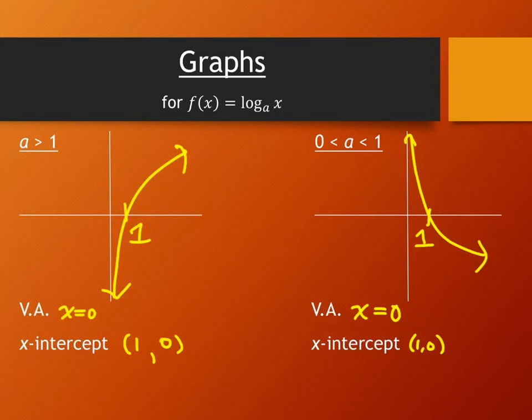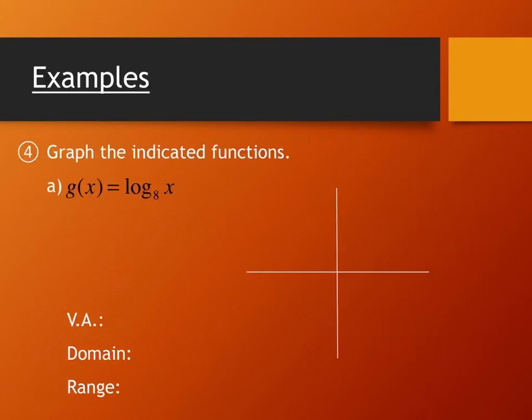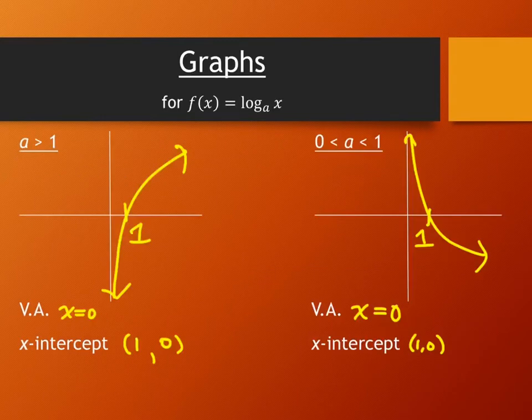Now what we're going to do is talk about what happens when you take this graph and do like we have done with some other graphs before. You move it left, right, up and down, reflect it, flip it around, that kind of stuff. We're not going to spend a lot of time doing that, but we're going to do a couple of examples. Okay? So the first one is just a basic graph of what it should look like. If you have the graph g of x equals log base 8 of x, which one of these is that going to look like? The first one or the second one?